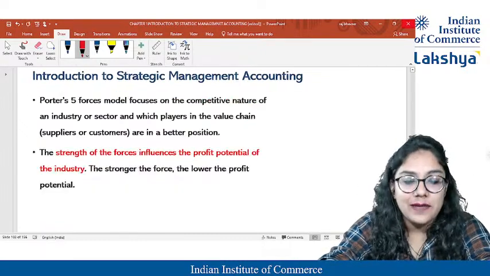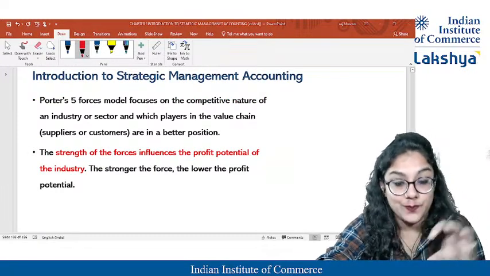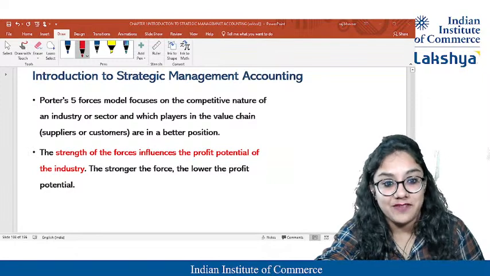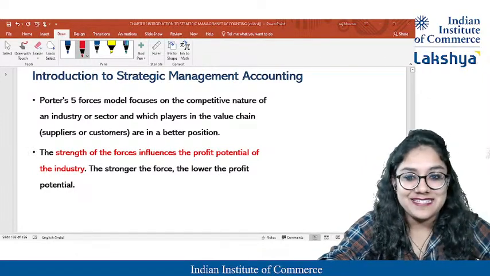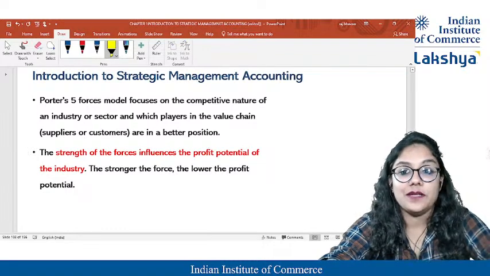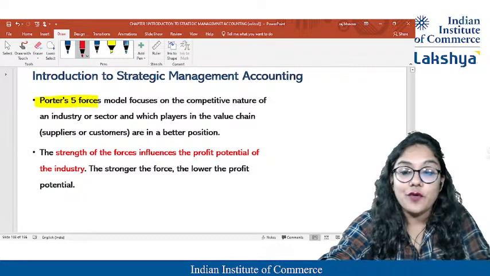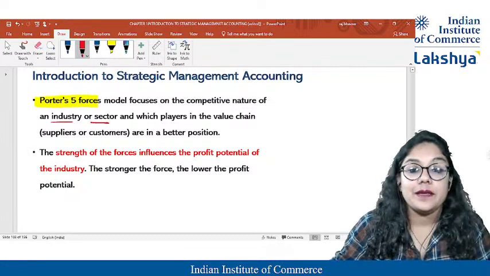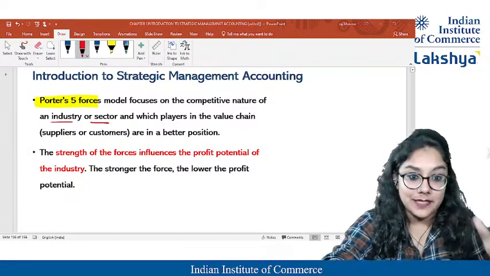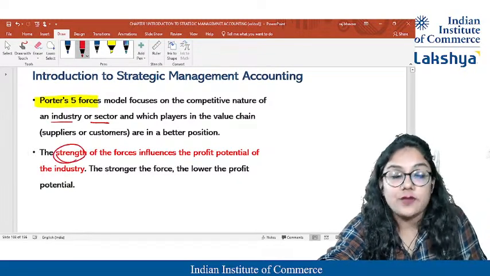Okay, so without any further delay, we'll just read it because I assume that you have completed the course prior. It's not the first time you are reading this APM material. So what is Introduction to Strategic Management Accounting? Porter's five forces model focuses on the competitive nature of the industry or sector, in which the customer and the supplier have a better position. That is the strength of the forces.